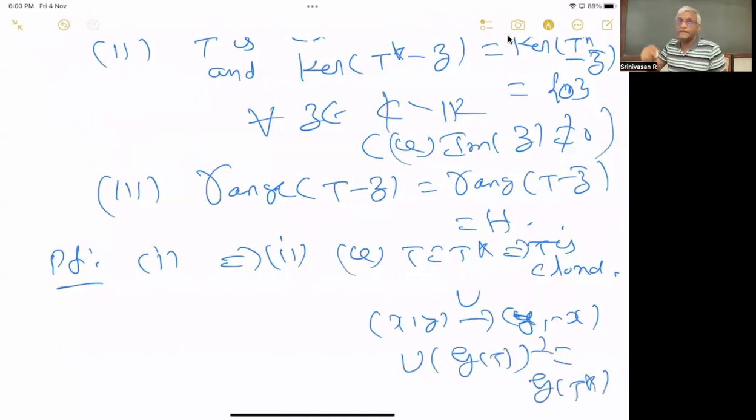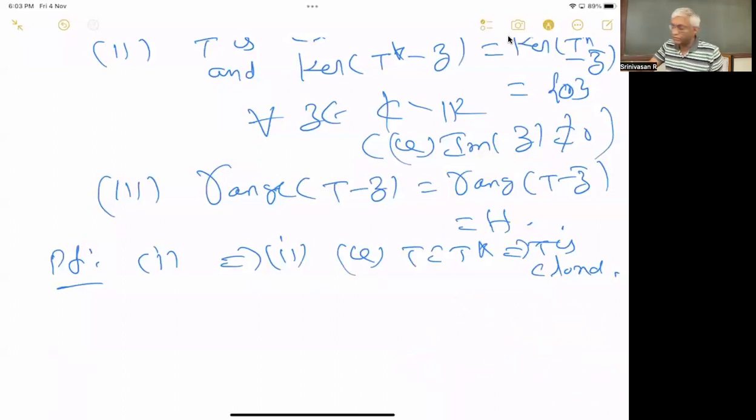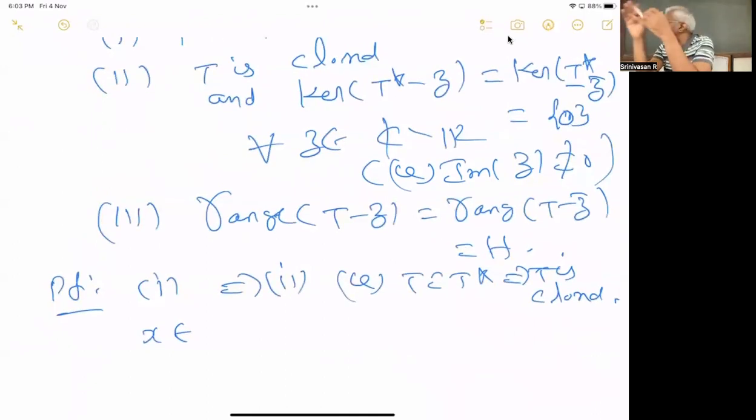We proved that. Since it's a perp, the graph of T star is always closed, and because of that T star is closed. So T equal to T star means T is of course closed. It's a closed operator. Now we have to prove that the kernel of T star minus z equals the kernel of T. For a bounded operator there is nothing to prove, no? If T is a bounded operator, this just says z is an eigenvalue of T.